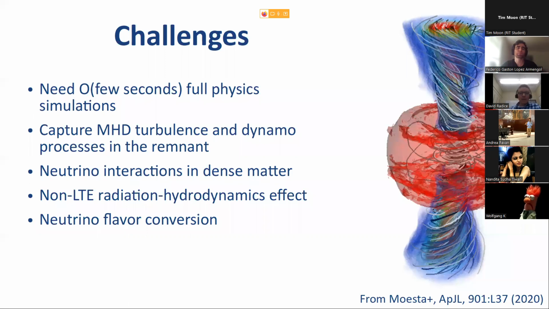It's widely recognized that we need to perform simulations that span at least a few seconds with full physics. And this is challenging not only because of the long time scales involved, but also because most of the neutrino approximations we make are not valid over those long time scales if there is a massive neutron star at the center. We have to be able to capture the diffusion of neutrinos from the inner core of the star out.